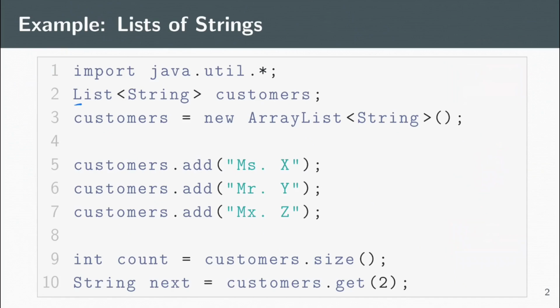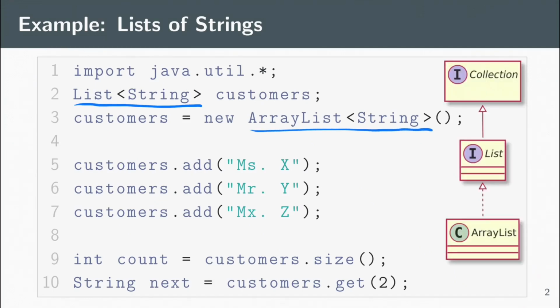List of string is actually an interface, and array list of string is a class that implements this interface. The name array list suggests that the implementation of that class is actually internally based on arrays, but there are alternatives. For example, linked lists is another alternative class which implements the list interface, and you can pick and mix the most appropriate implementation for the current task.